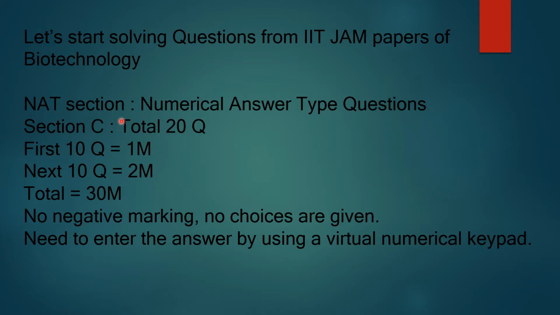The NAT section has numerical answer type questions. This is section C of the exam. It contains a total of 20 questions. The first 10 questions are for 1 mark and the next 10 questions are for 2 marks. In all, there are 30 marks. Total questions are 20 but marks are 30.